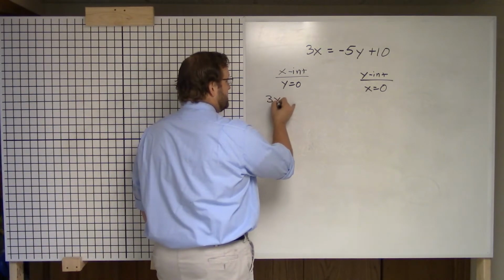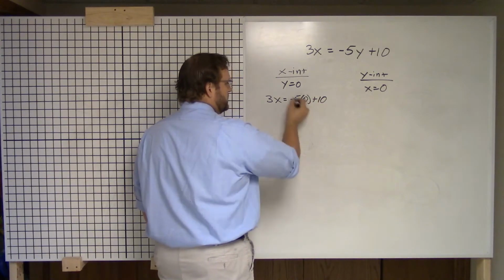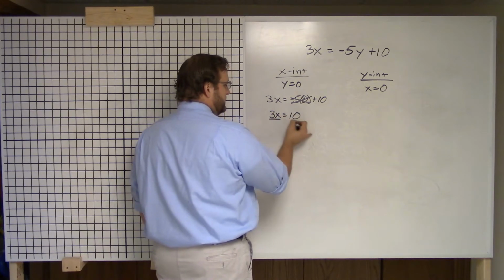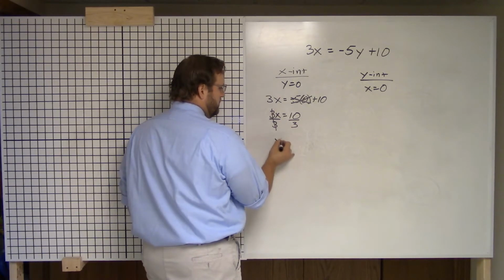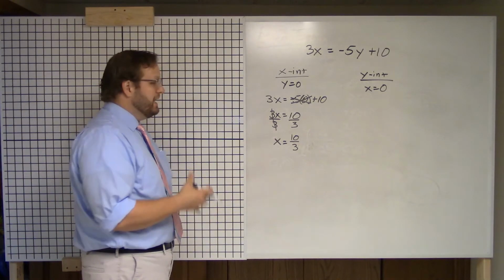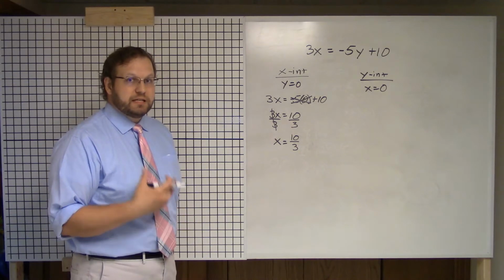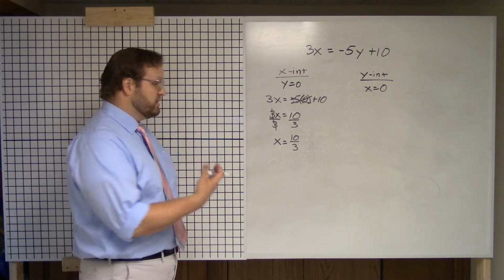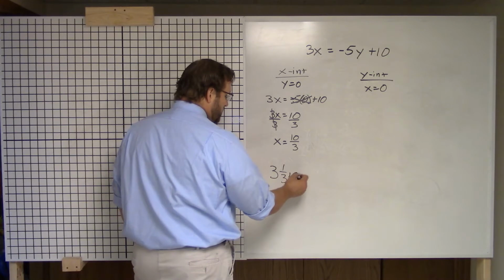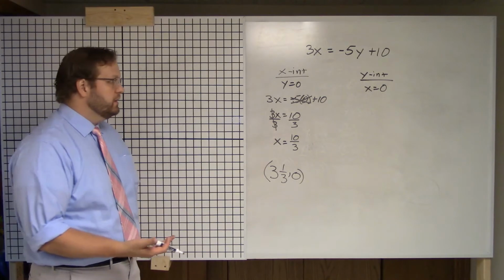We get 3x equals negative 5 times 0 plus 10. So that goes away when we multiply by 0. And then I'm going to divide by 3. And I get 10 over 3. But when we're plotting points, I would do a mixed number, simply because it's easier to wrap your brain around the mixed number versus the improper. So what I have is a 3 1/3, comma 0. That's a lot easier to think about and picture than 10/3. Okay, let's go to the other one.